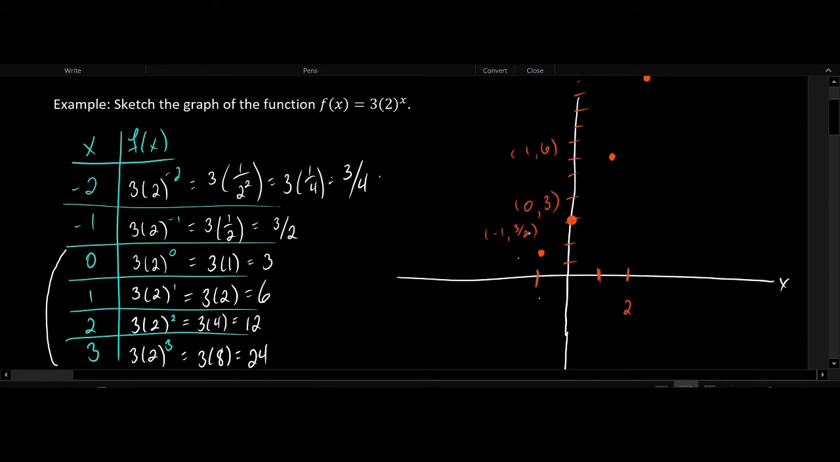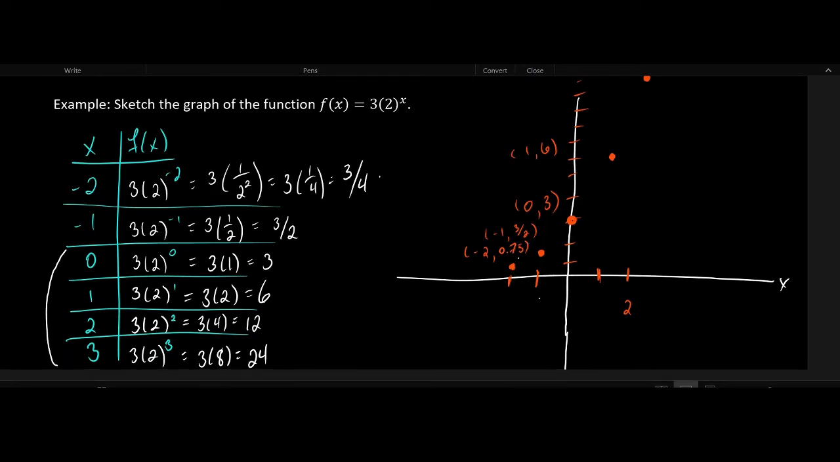And finally, we have the point where x is equal to -2 and y is equal to 3/4. So that's a little bit less than 1. That's 0.75. Okay. So now what I'm going to do is connect these dots.